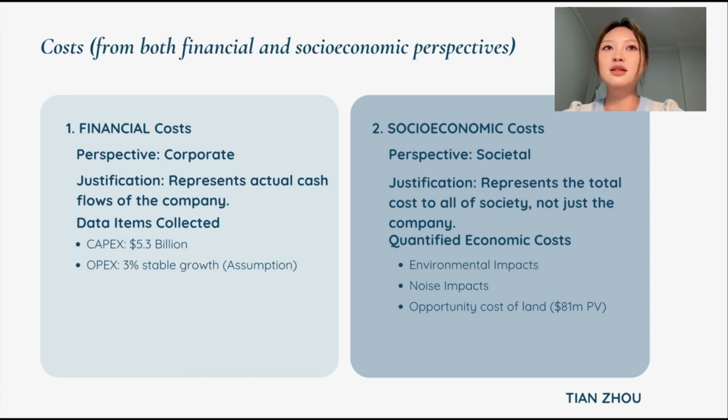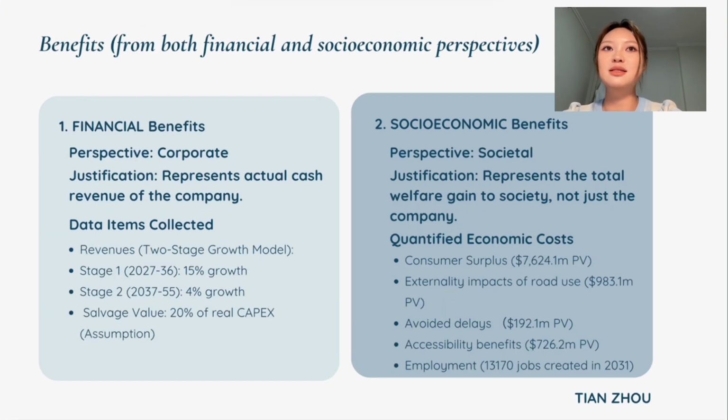On the right, the socio-economic costs represent the total cost to society, not just the company. These include quantified economic costs, like the opportunity cost of the land, and non-monetary costs, like environmental and noise impacts. And we apply the same logic to the project benefits.